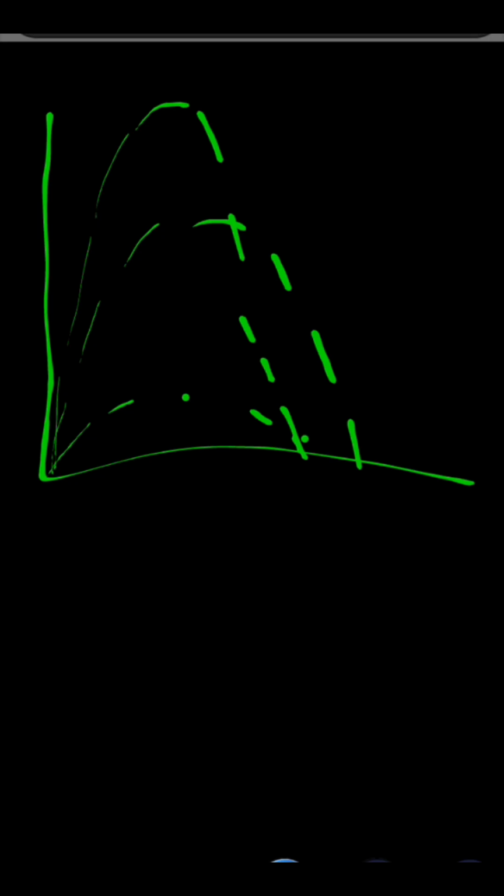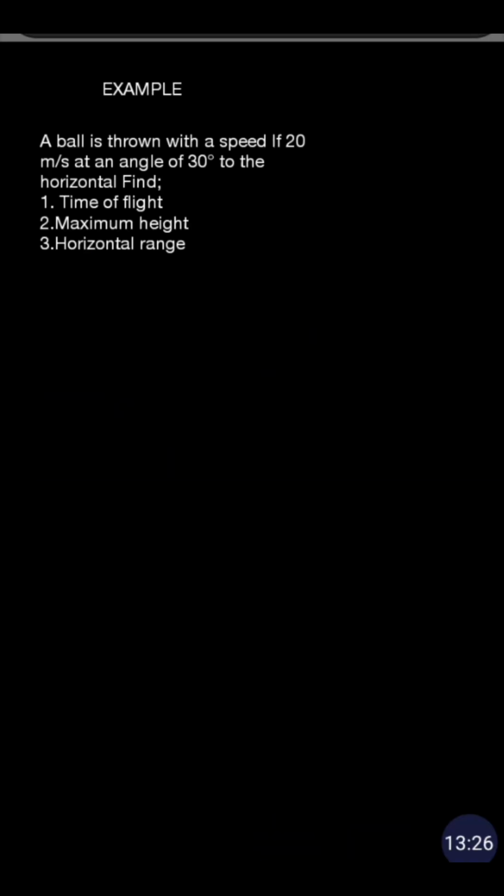We are given a simple example, which is a ball is thrown with a speed of 20 meters per second at an angle of 30 degrees to the horizontal. Find the time of flight, maximum height, and the horizontal range.